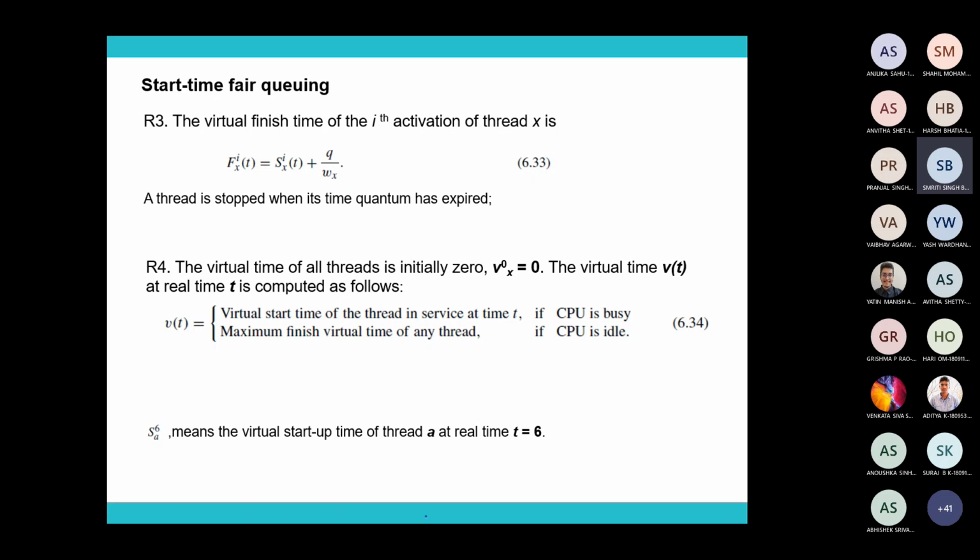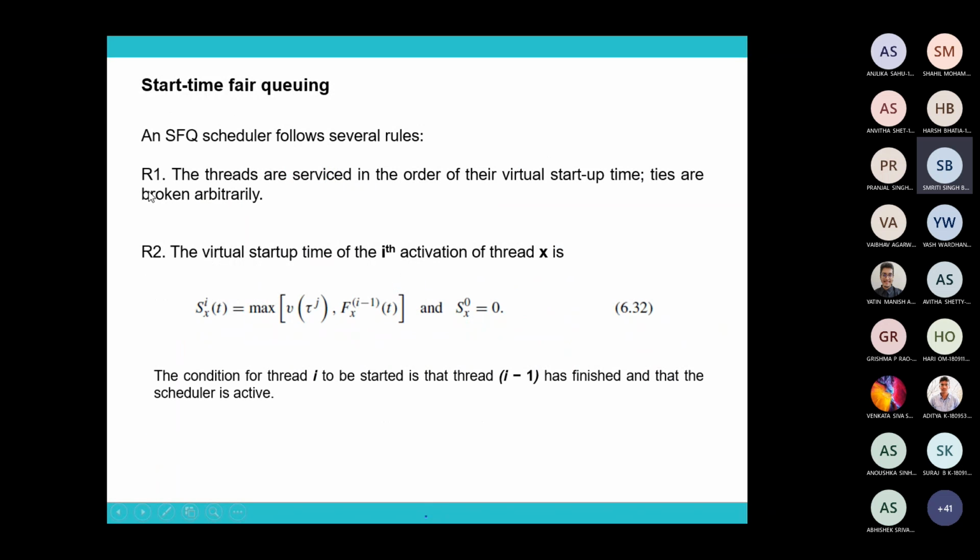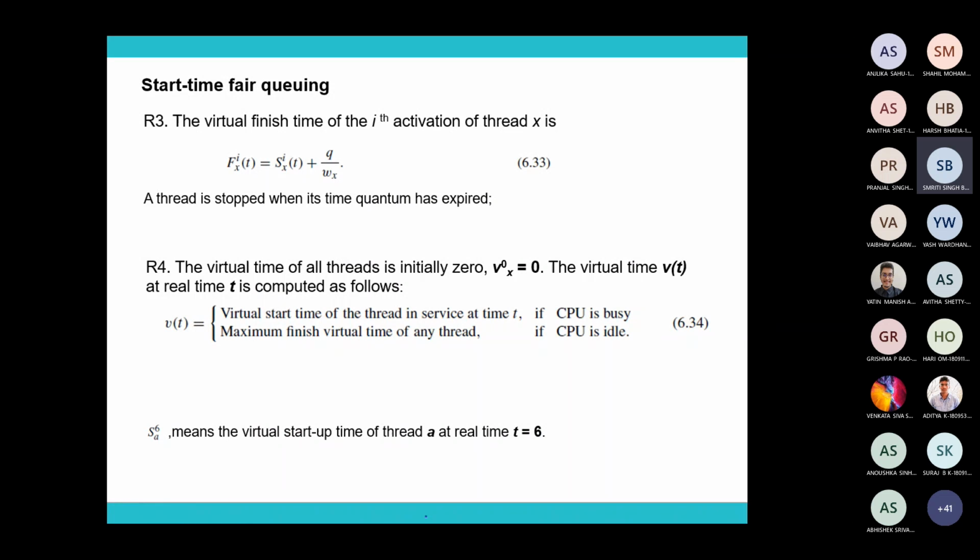Now some notation. Please look at here. R1 says the threads are serviced in the order of their virtual start time. According to the virtual start time only, the threads are serviced. R2 we'll see in the next lecture. And R3, which is important.